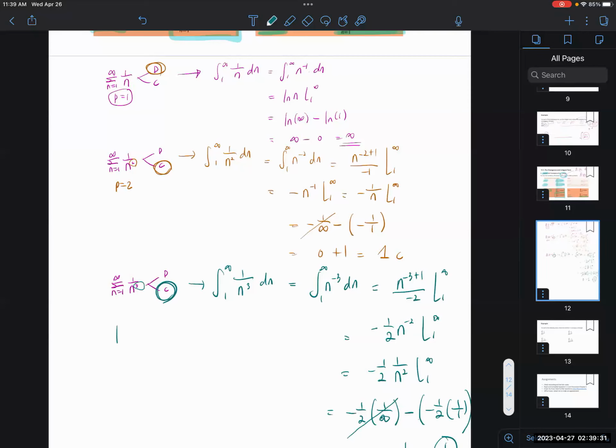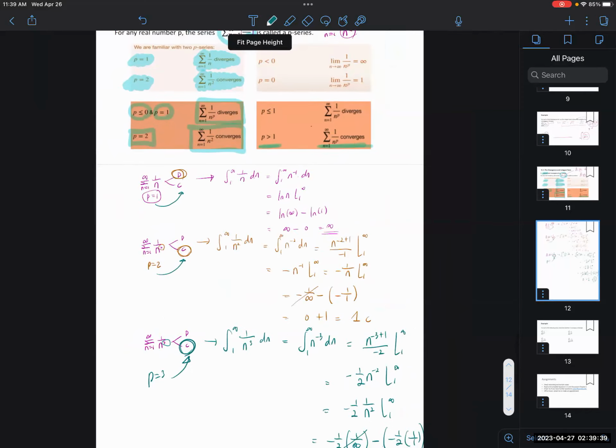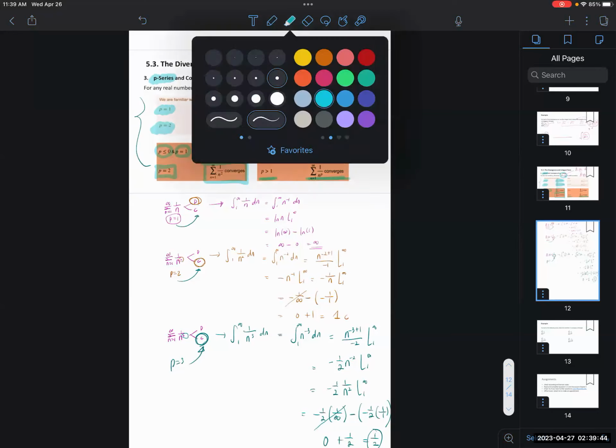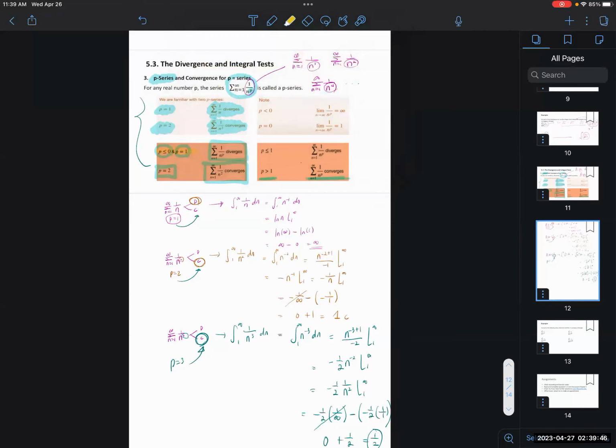So when p equals 3, yes, we got convergent. When p equals 2, it is convergent. When p equals 1, it is divergent. So that's why this rule is true. I told you if p is less than or equal to 1, it is always divergent. And if p is greater than 1, it is going to be convergent. So you don't need to calculate it at some point.